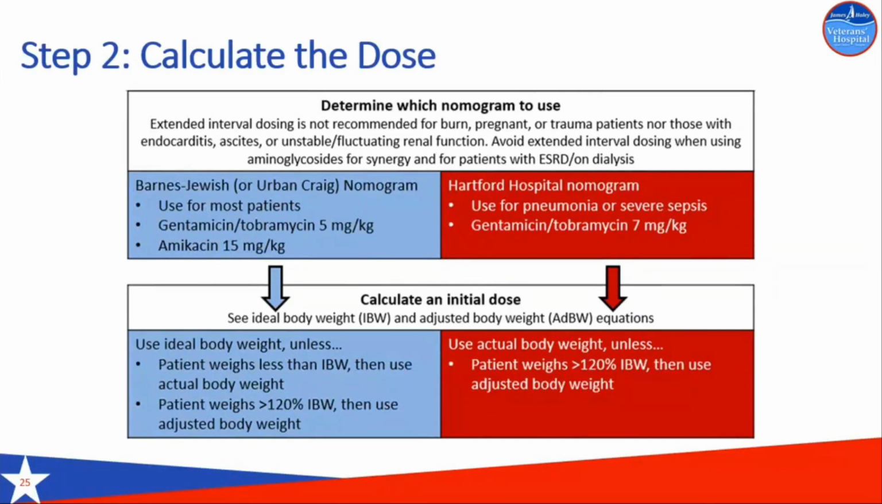If you're looking at the left-hand side of the screen, we have your Barnes-Jewish nomogram. We'll use ideal body weight unless they're underweight or overweight. And on the right-hand side, we have the Hartford Hospital nomogram, which is another exception to that rule. Typically, we tend to use actual body weight, but if the patient is obese, more than 120% of their ideal, then we will use adjusted. So, lots of little caveats. It's nice to refer back to this when needed.